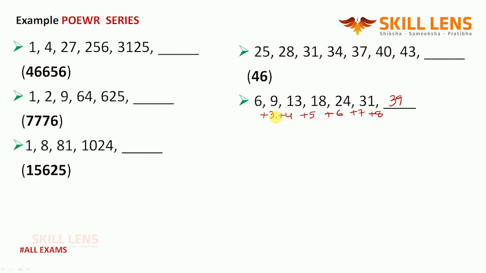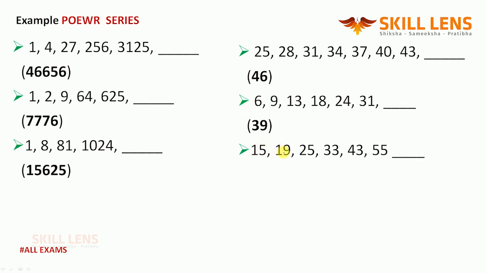So it's a constant increase in the first question. Next question is what? It is increasing rapidly. Okay, it's an increment series. So answer for this question is what? 39. Let's try to solve one more question.